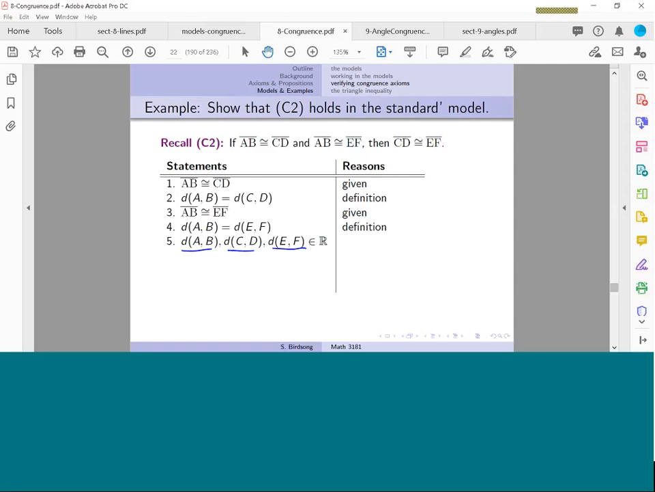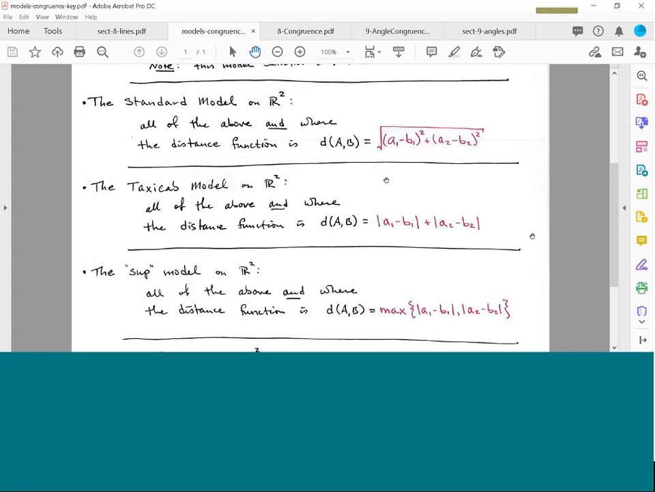Don't overthink it. Well, there is that. Distance can't be imaginary. That's a good thought. So I'm going to throw us back to the formula for standard model distance. So we are looking at this right there.